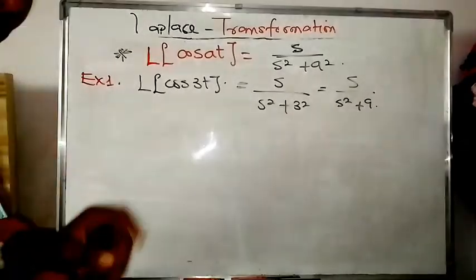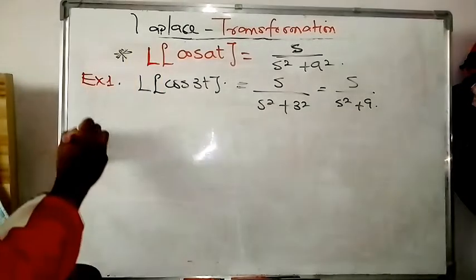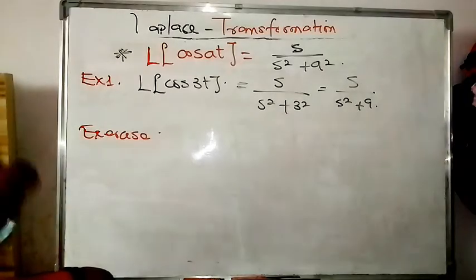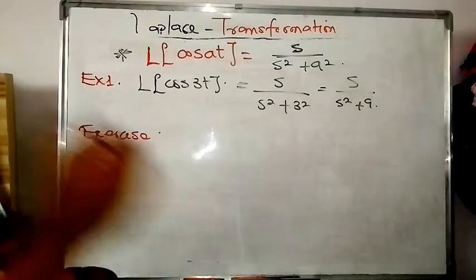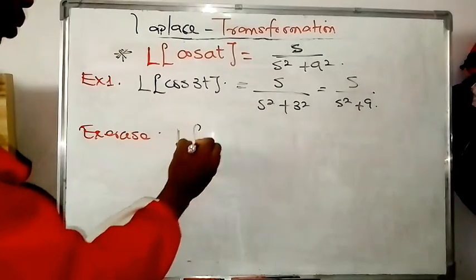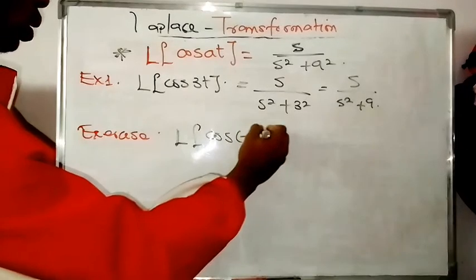I have one example, and I have one exercise for you to do. This is your own exercise. You can comment the answer you get in the comment section below, so I know you are following me. The exercise for you is: find the Laplace of cos minus 2t.